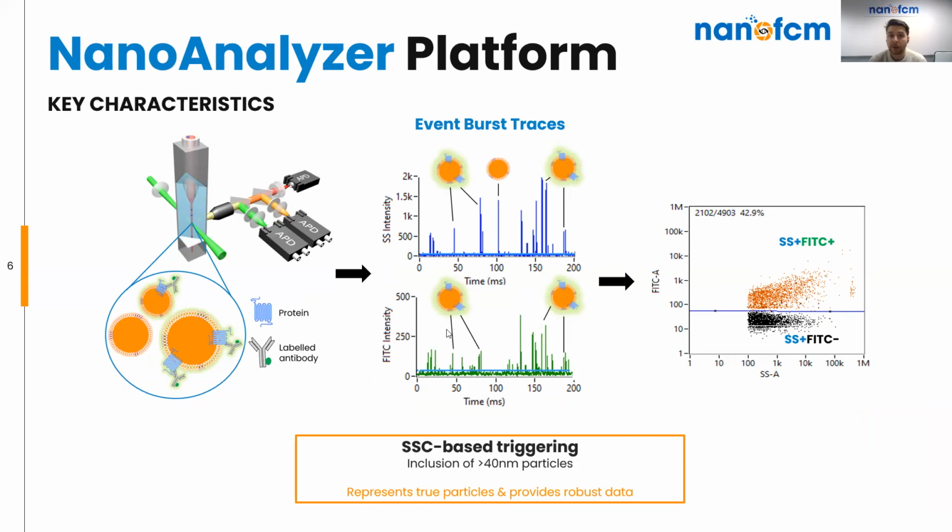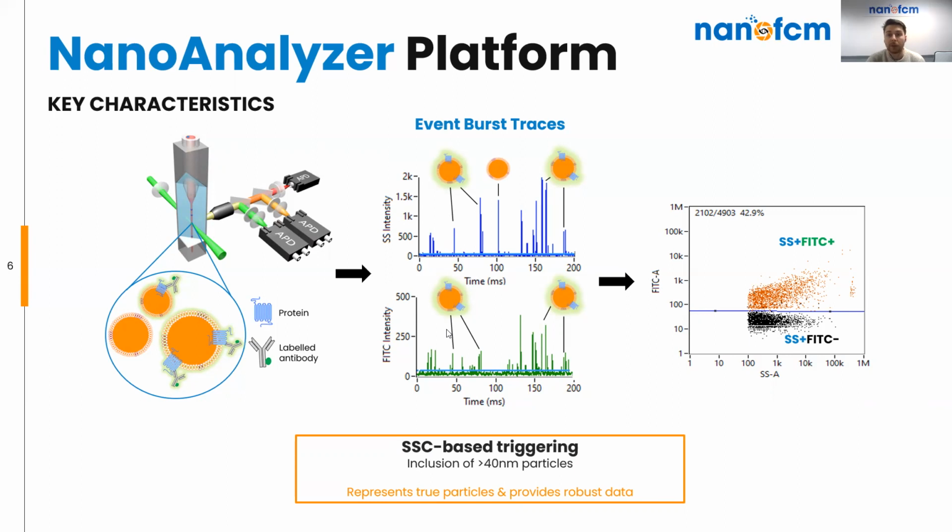The different intensities we see in these event bursts on these traces reflect the varying size of an individual particle, as well as the amount of fluorophore which is bound. We can easily identify the fluorescent and non-fluorescent populations by separation along the y-axis of the dot plot. And the use of side scatter triggering is removing false positive signals that would be otherwise generated by unbound antibody or loose degraded membrane, which is allowing us to provide very robust data and also solves one of the key criticisms of conventional flow performed for nanoparticle analysis.